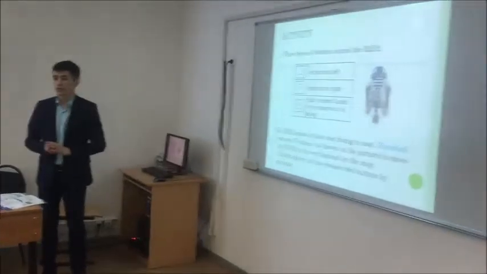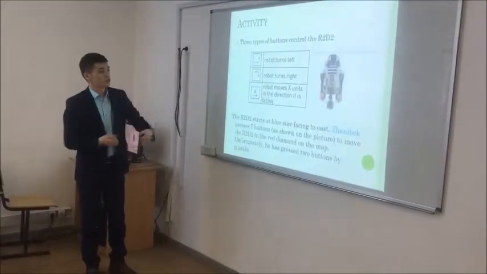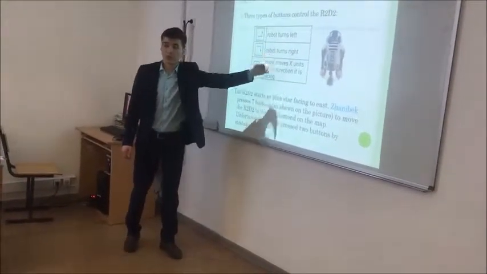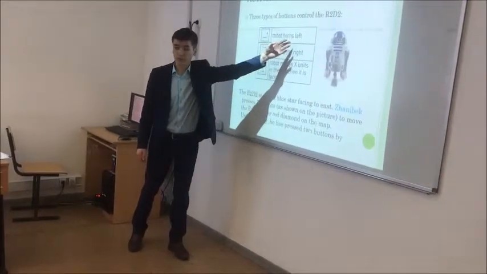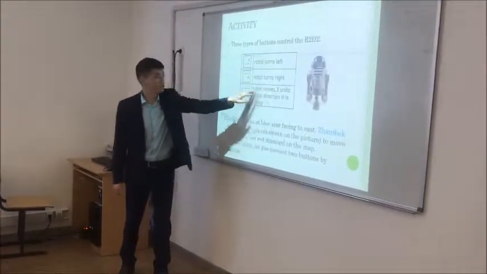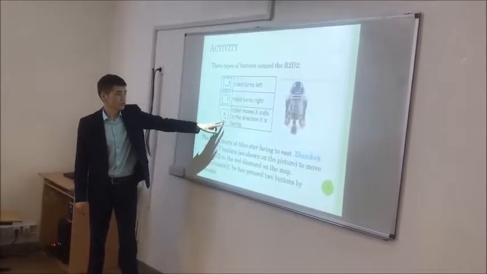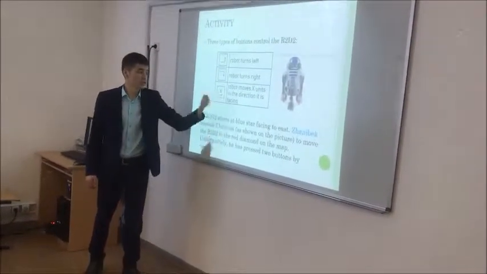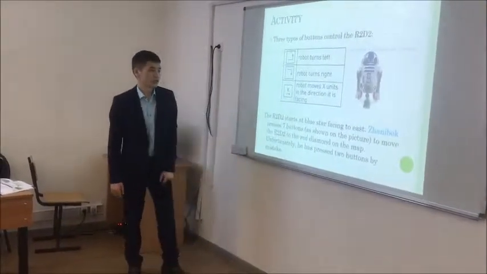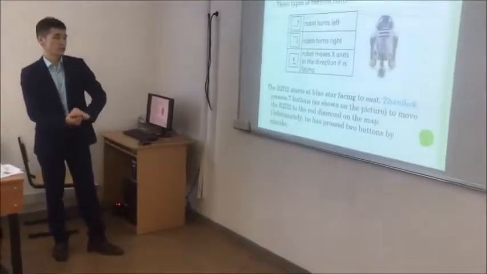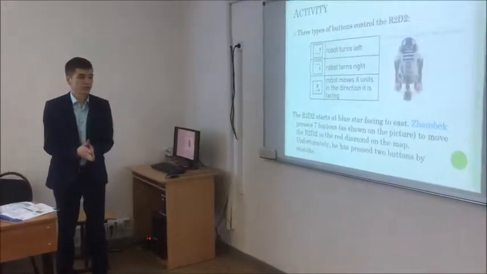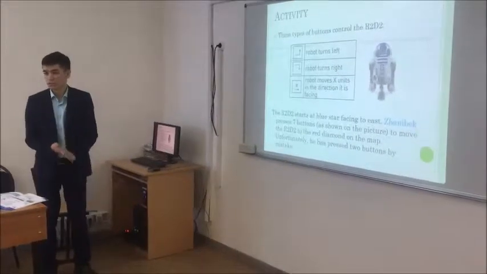Now we have activity. So there is a robot. We have three types of buttons to control the robot. So first button is robot turns left. Do you see? Yes. And second is robot turns right. And last one is robot moves X units in the direction it's facing. The robot starts at blue start, facing east. Janibek presses 7 buttons to move the robot to the red diamond on the map, and unfortunately he has pressed 2 buttons by mistake.